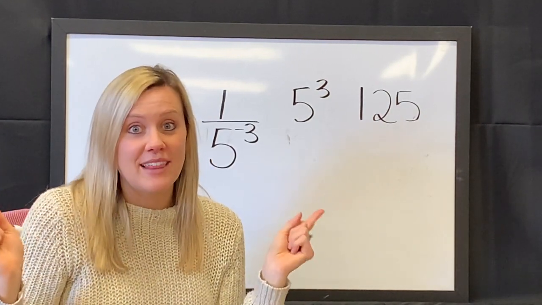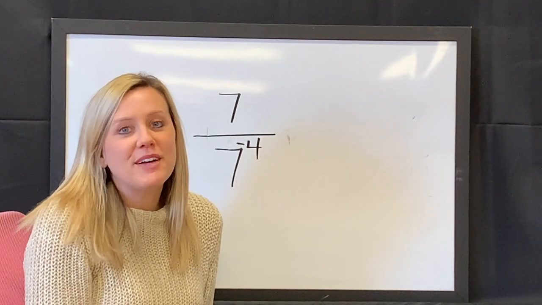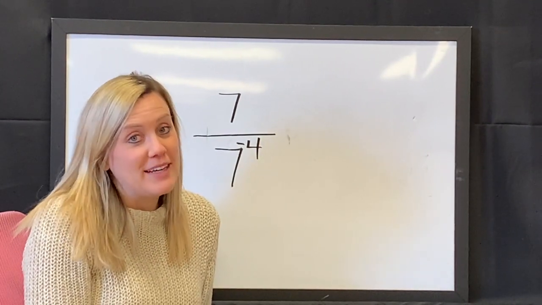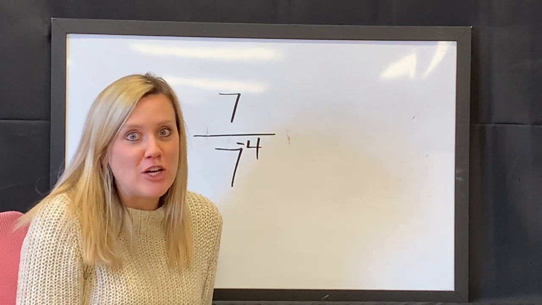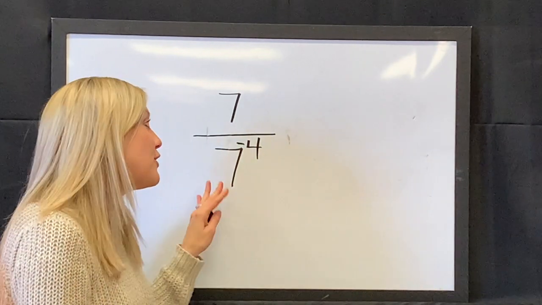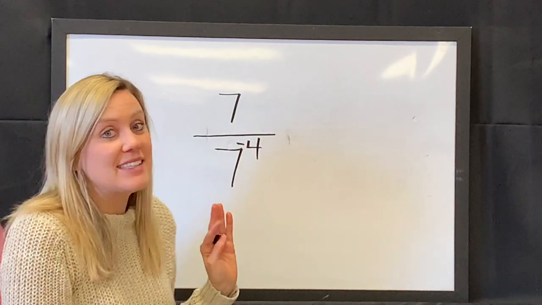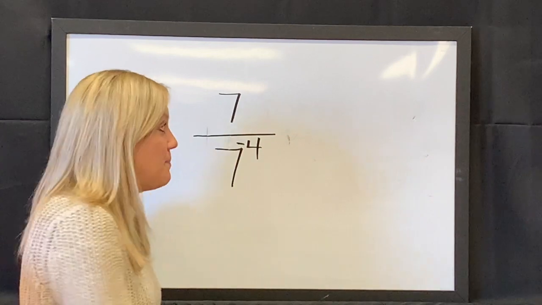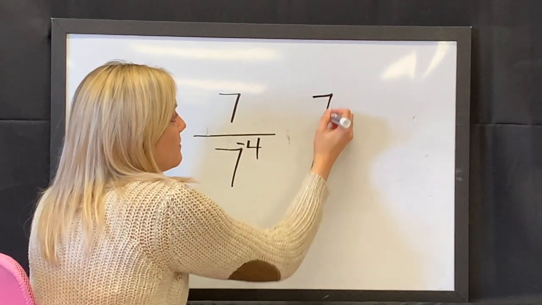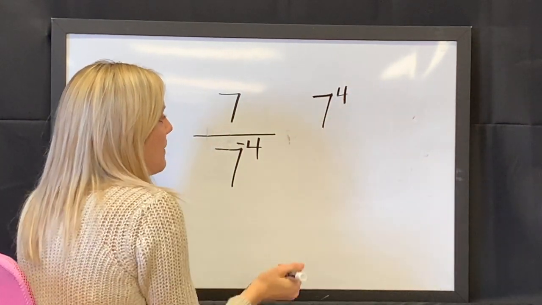Let's do one more like this. Here we have 7 divided by 7 to the negative 4th power. Don't stress, it's not as hard as it looks. The first thing we're going to do is take this one that has the negative exponent and write it in the numerator, okay? So I'm going to rewrite it up here, 7 to the 4th power, okay?